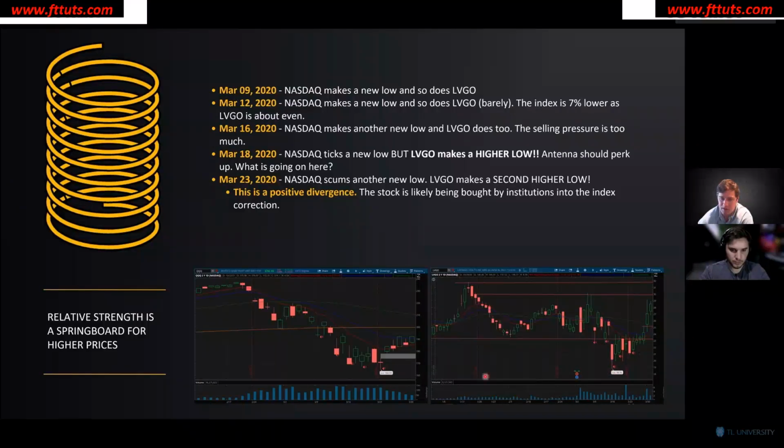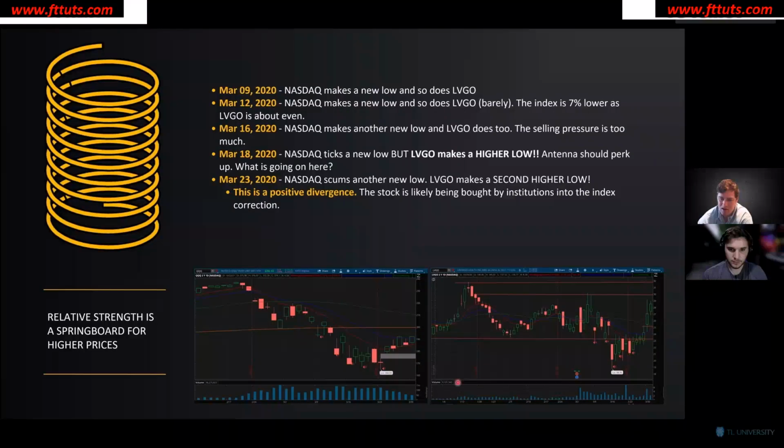But what happens at point D, we scum a new low on the NASDAQ, we close higher, but Livongo clearly makes a significantly higher low again. So now again, your antenna should go back up. This thing is really building out, another higher low. Let's pay attention to it.